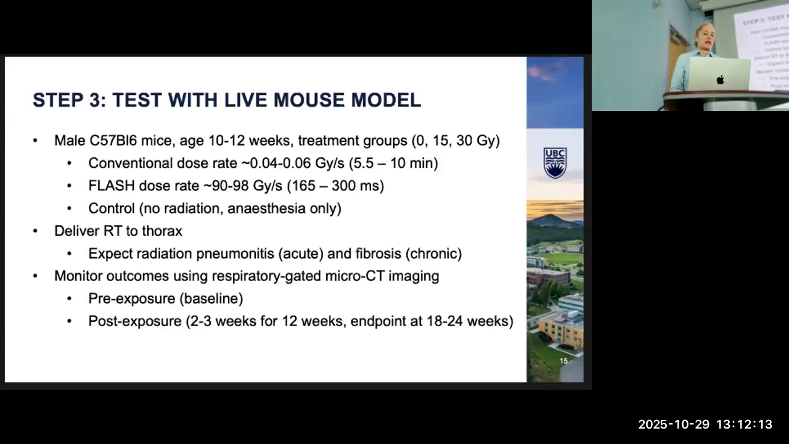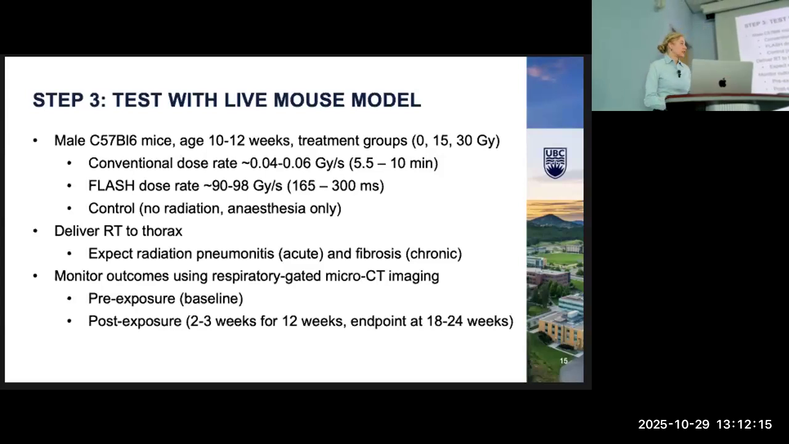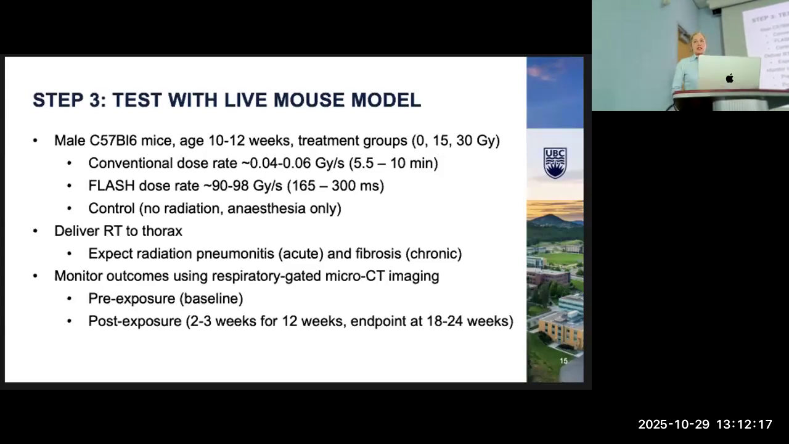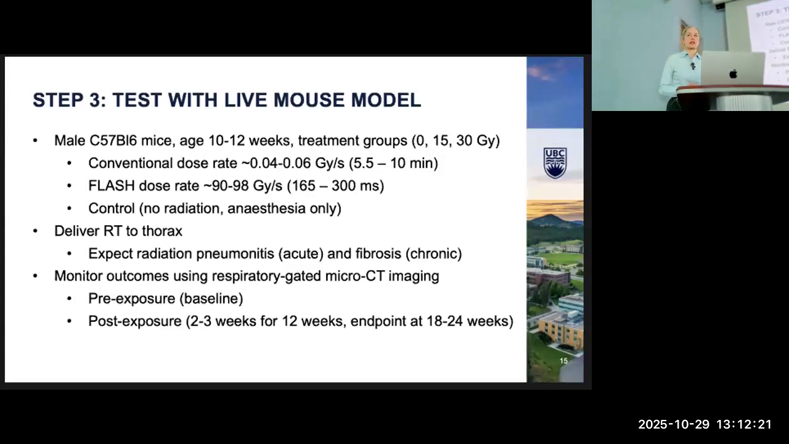And so we monitored with micro-CT. We did a scan at the beginning to see what the animal looked like before, and then every 2 to 3 weeks out to 12 weeks. And then our endpoint scans were at 18 to 24 weeks post-irradiation.